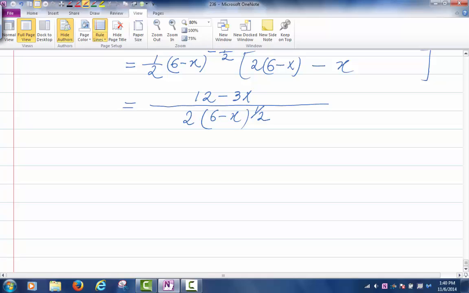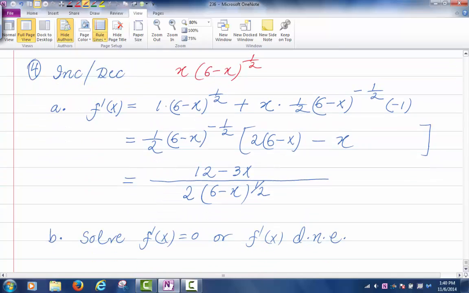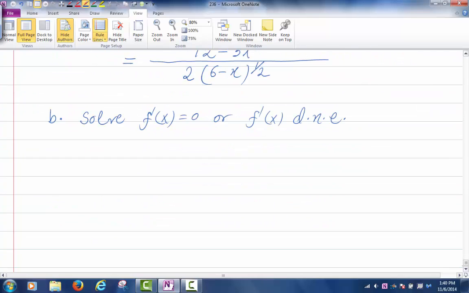And next, this is step number 4, part A. And what is part B? Because remember, we are trying to determine where the function is increasing and decreasing, right? So part B would be you have to find the critical points, right? So part B would be solve f prime of x equals 0, or f prime of x does not exist, right? Can someone tell me, by looking at the derivative formula that we came up with, where the derivative doesn't exist?